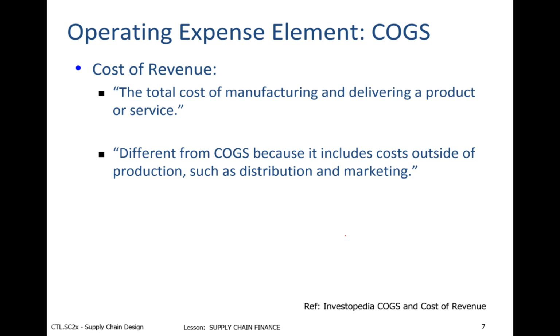Now, sometimes we'll see a variant of that called the cost of revenue. And this is different from the cost of goods sold, or COGS, because the cost of revenue includes costs outside production, right, which is including the cost of distribution and marketing. So basically it's the total cost of manufacturing, which we were thinking about for COGS, but also delivering the product or service.